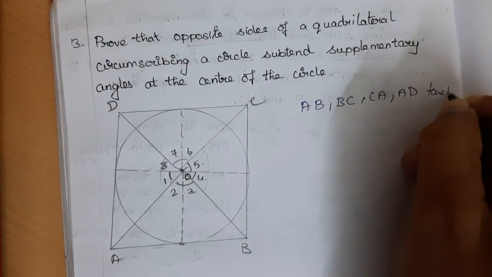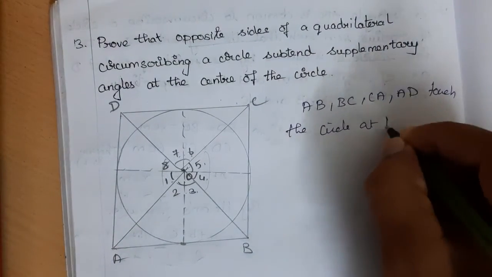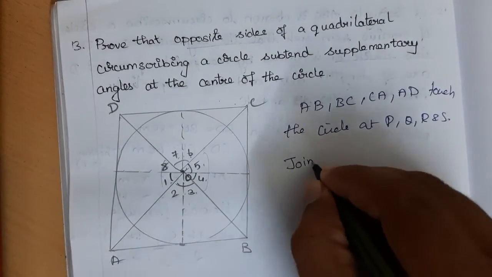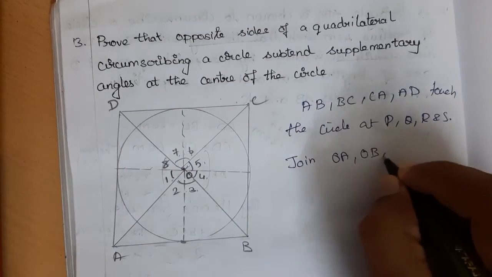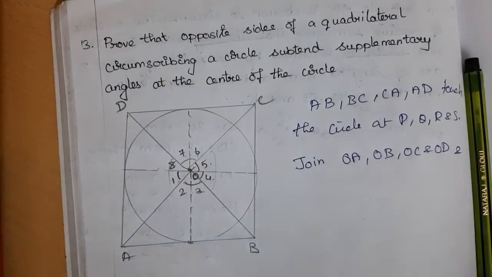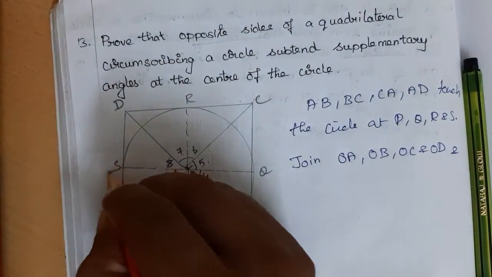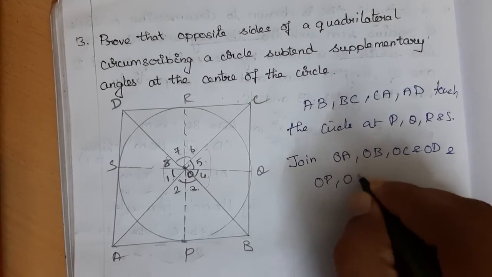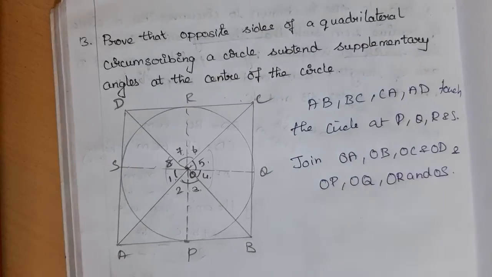AB, BC, CD, AD touch the circle at P, Q, R and S. After that we joined OA, OB, OC and OD, and also we joined the points of contact. Let me name them P, Q, R, S. And we have joined OP, OQ, OR and OS, right?